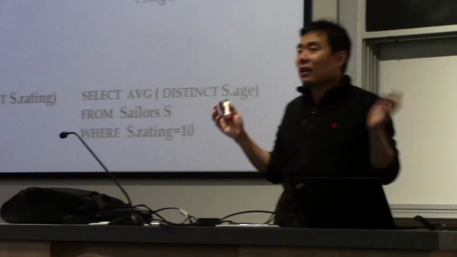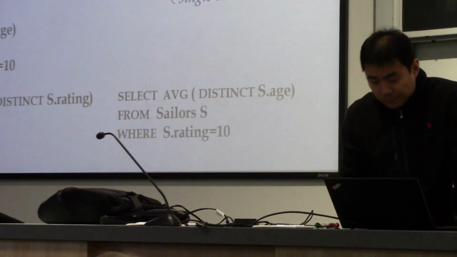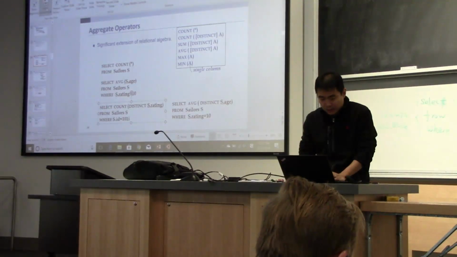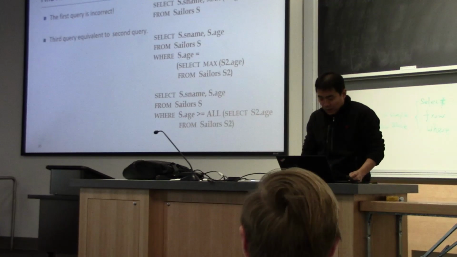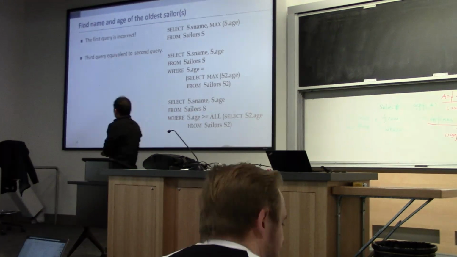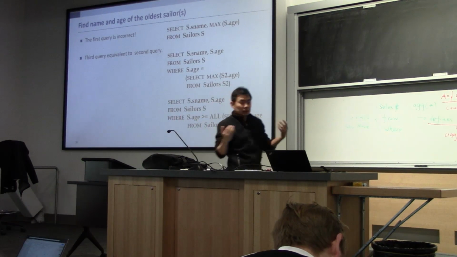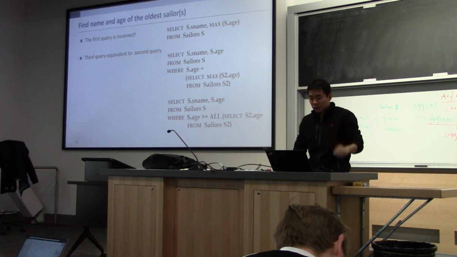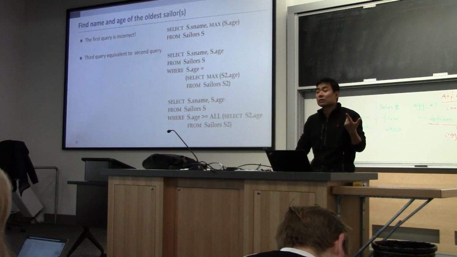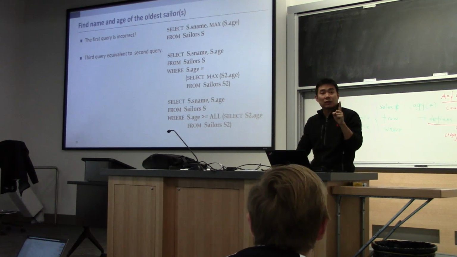It looks like aggregation is simple, right? But it can be tricky. For example, let's say I want you to find the name and age of the oldest sailor. It's tempting to do a query like this: I find the name and the largest age value from sailors. Does that make sense? All of you follow what's going on here?